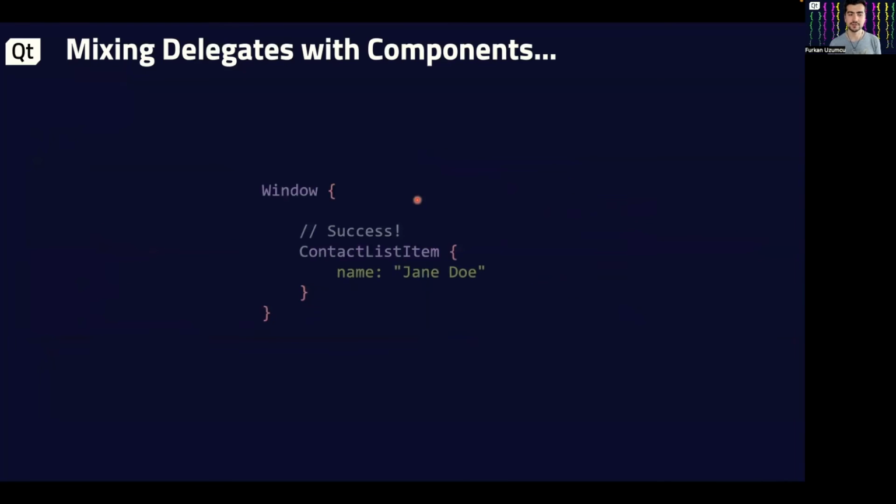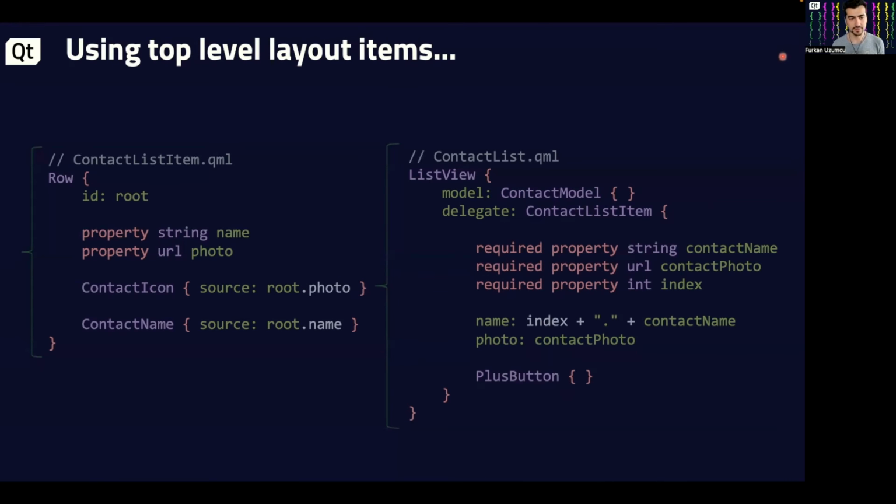And now with that change, if you declare this component here, it'll work. And maybe internally you changed it so that it removes the photo when there's no photo set for it, and it'll work properly. Using top level layout items. This isn't the worst mistake that you can make, but doing this will make it harder for you to compose different UI elements together. In this case, contact list item is using a row as a top level item.